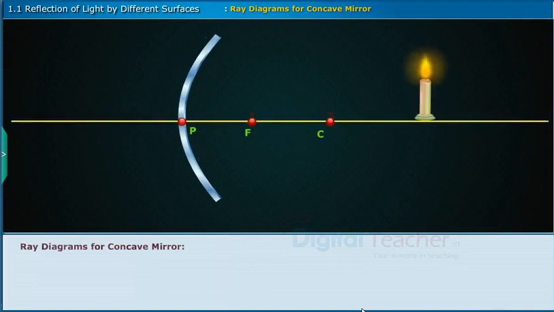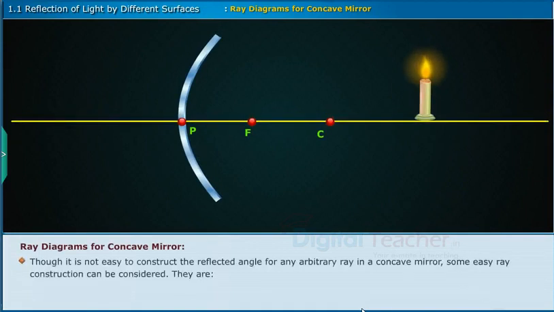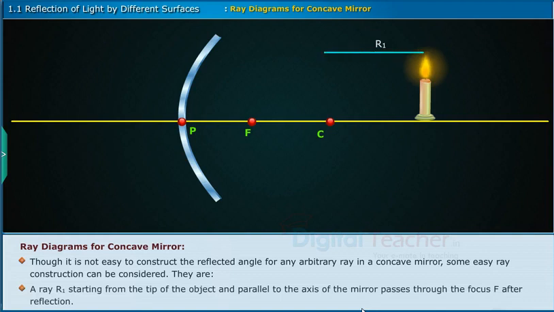Ray diagrams for concave mirror. Though it is not easy to construct the reflected angle for any arbitrary ray in a concave mirror, some easy ray constructions can be considered. They are: a ray R1 starting from the tip of the object and parallel to the axis of the mirror passes through the focus F after reflection.